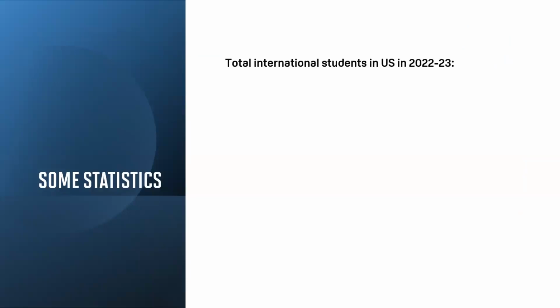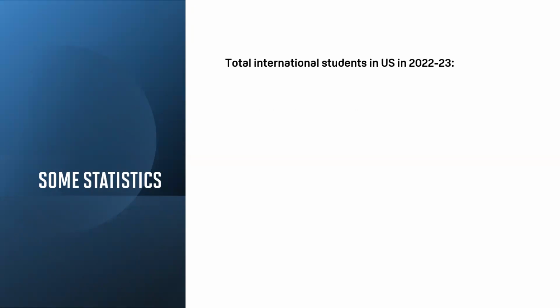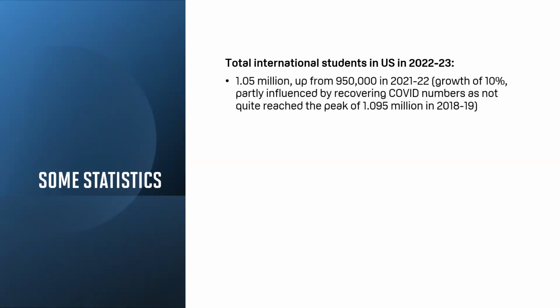So Simon grabbed these data together earlier. So first of all, total international students in the US in 22 to 23. Simon. So there's about just over 1 million international students in the US in the last year. Obviously, at the moment, we're in 23 to 24, but we won't know about those until about a year's time. So there was growth of 10% up from 21 to 22, partly influenced because there was a dip due to COVID. We haven't quite got back to the peak of 1.095 million, which was in 2018 to 19, but we are, I think, heading there. I suspect next year we will surpass that, so that's exciting.